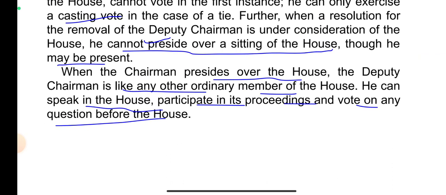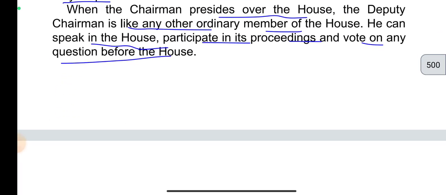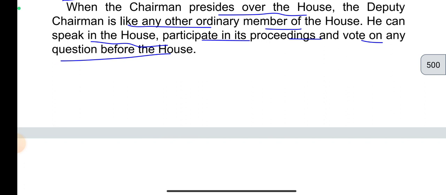Okay, so further, when a resolution for the removal of the deputy chairman is under consideration of the house, he cannot preside over a sitting of the house, though he may be present. So we will look into this, and if we find some different resources, we will share them in a tabular format. When the chairman presides over the house, the deputy chairman is like any other ordinary member of the house. He can speak in the house, participate in its proceeding and vote on any question before the house.